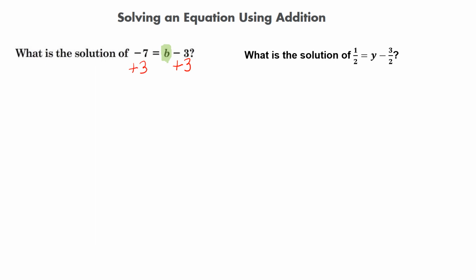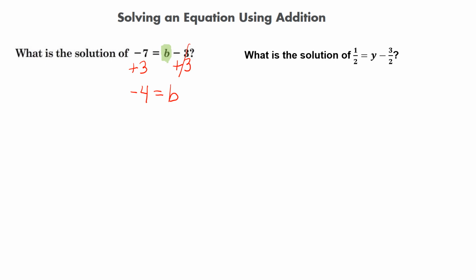Now, if you remember, this is the golden rule to algebra. You have to balance both sides of the equation. What you do on one side, you must do on the other. So negative 7 plus 3 will give us negative 4 equals b, because the negative 3 and the positive 3 cancel out.